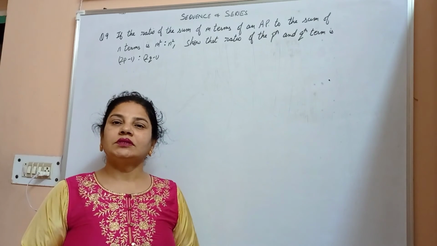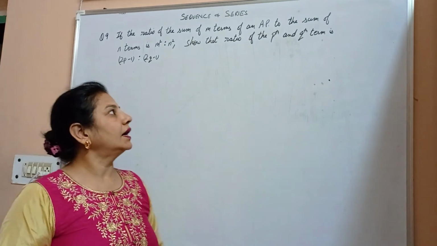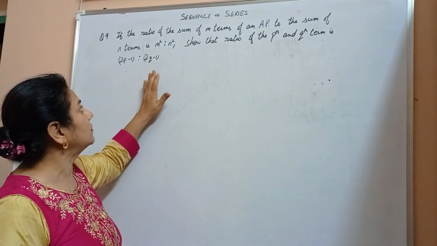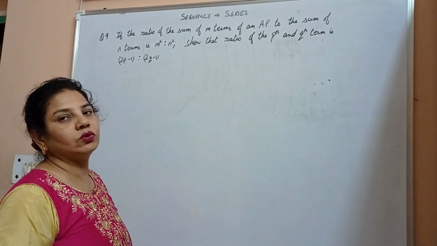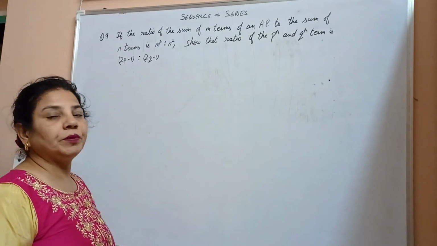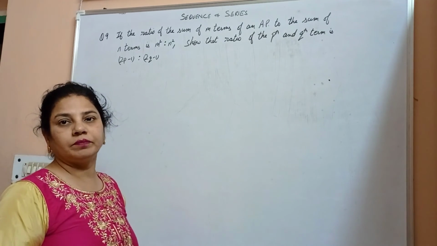If the ratio of the sum of m terms of an AP and the sum of n terms of an AP is m square ratio n square, show that the ratio of the pth and the qth term is in the form of 2p minus 1 ratio 2q minus 1.